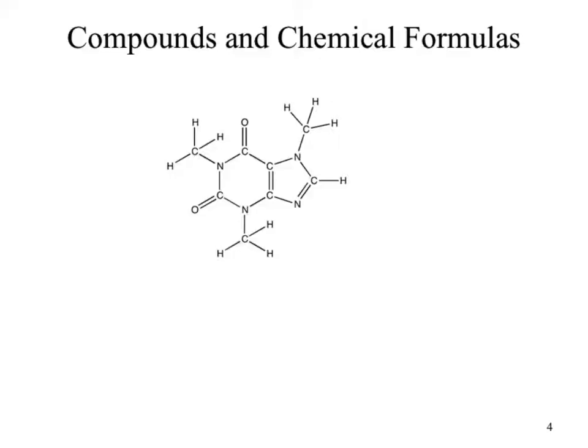Okay? So how could we simplify this to get rid of the structural information but still maintain some information that's included there? As a hint, how many carbons are there? I got 8. How many hydrogens are there?